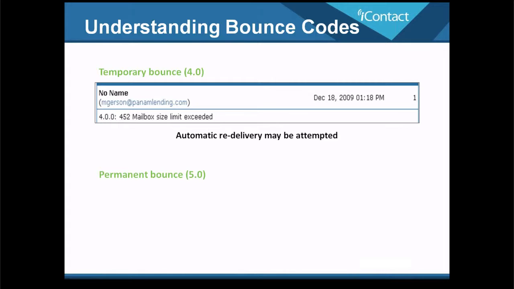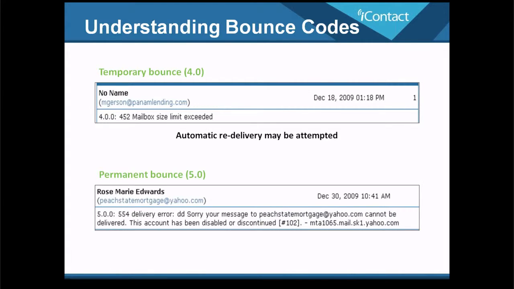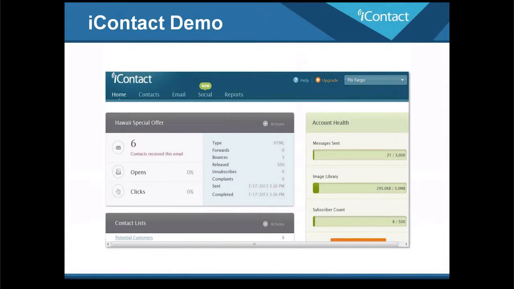The other type of bounce, a permanent bounce, is indicated in our system by a 5.0. So an example of a 5.0 could be that the account has been disabled or discontinued. In the instance of a permanent or hard bounce, no redelivery will be attempted by our system. So now that we have an understanding of what is tracked, as well as a good understanding of deliverability and how that affects your engagement, as well as bounces, let's move on over to the demo account.